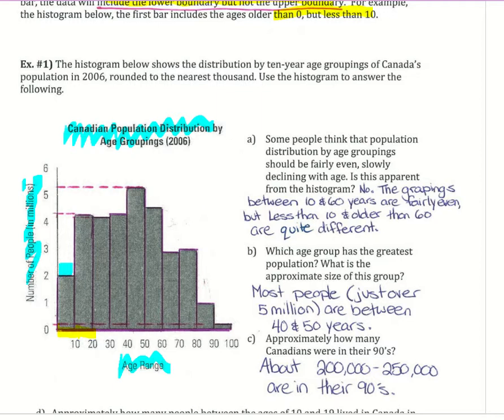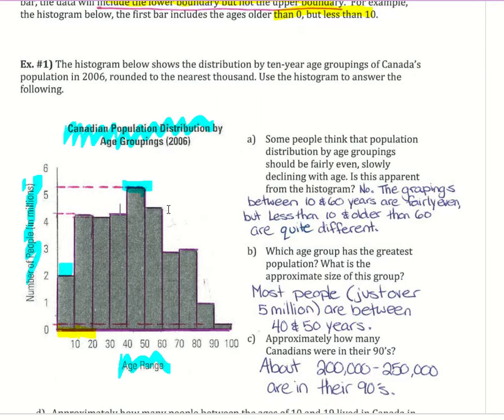So, what's going on there? You might have to think of a couple of things with that. Which age group has the greatest population? What is the approximate size of this? Again, you would look here, you see over at the top, it's about between 5 and 6. So I would say just over about 5 million people, and they are between 40 and 50 years old.